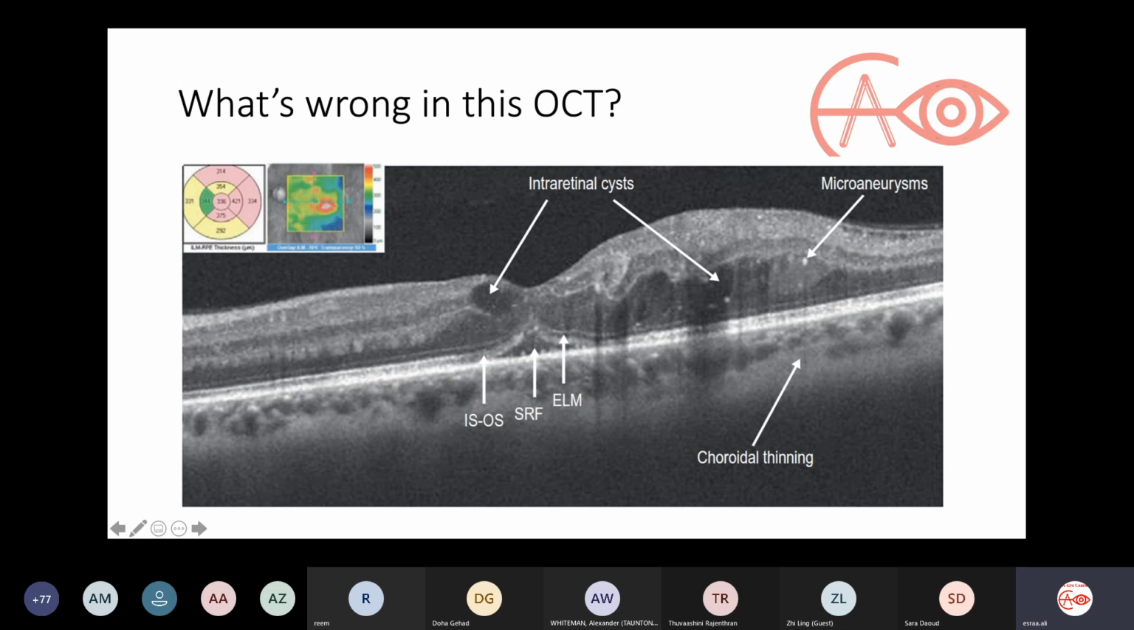But we have cysts or cavities or intraretinal cysts over here. We have also something hyperreflective circular. This is a microaneurysm, and we can also appreciate the choroidal thinning. Yes, this image can be seen in diabetic patients, so this can be diabetic macular edema. We have a few subretinal fluid over here. So your photoreceptor layer is pushed up with a hyperreflective space, so this is a subretinal fluid.